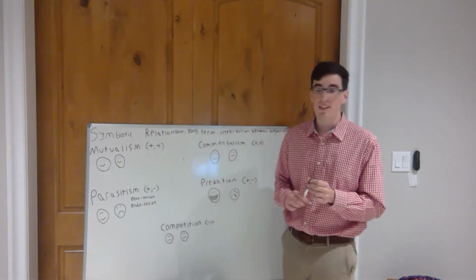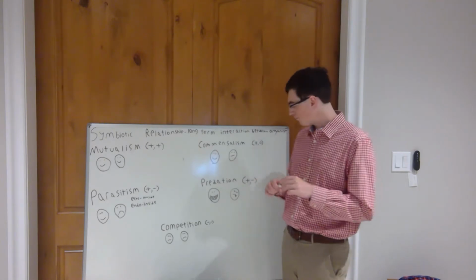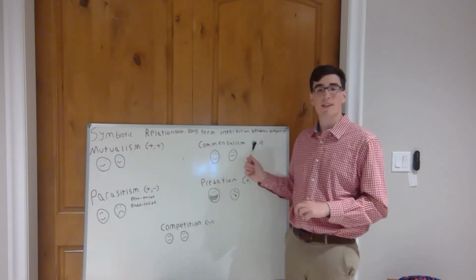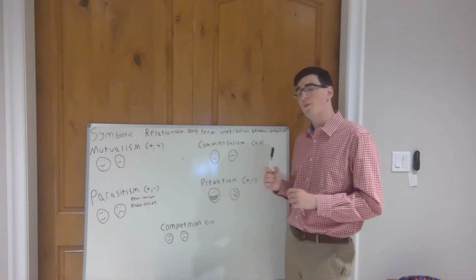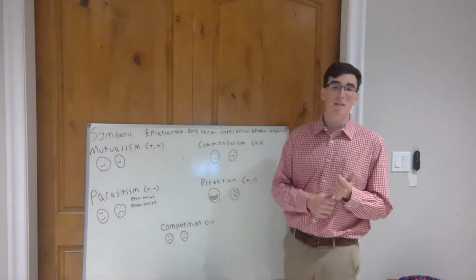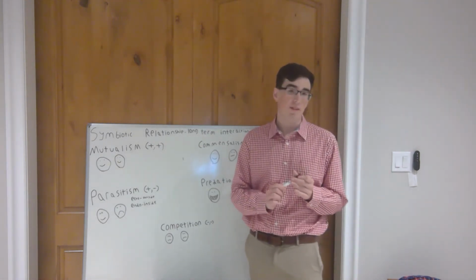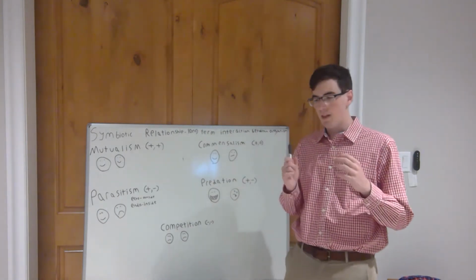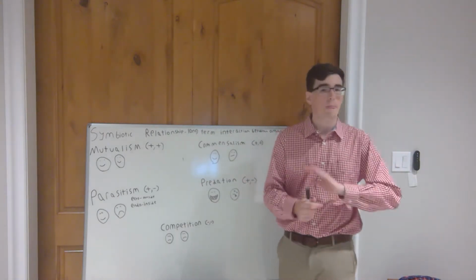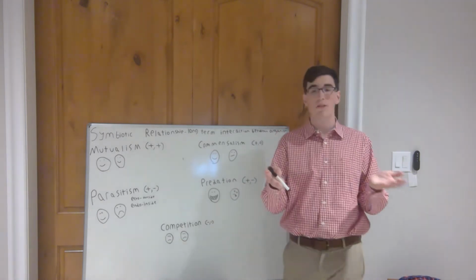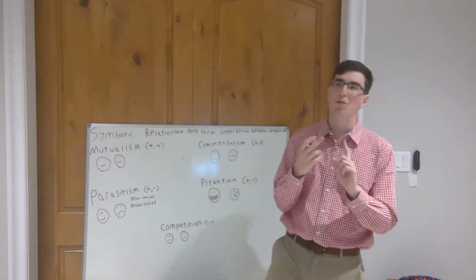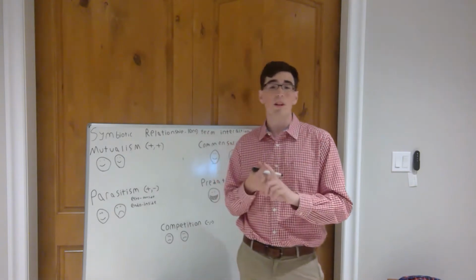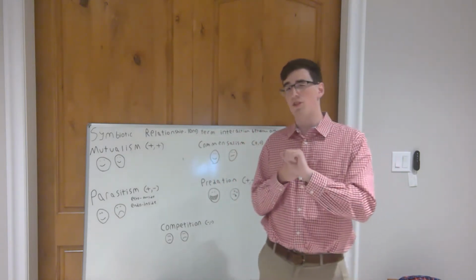Next thing we have is commensalism. Commensalism is where one is greatly benefited. The other one is neither benefited nor harmed. This is typically portrayed as a free ride. For example, remoras. They attach to sea turtles and sharks, usually sharks.